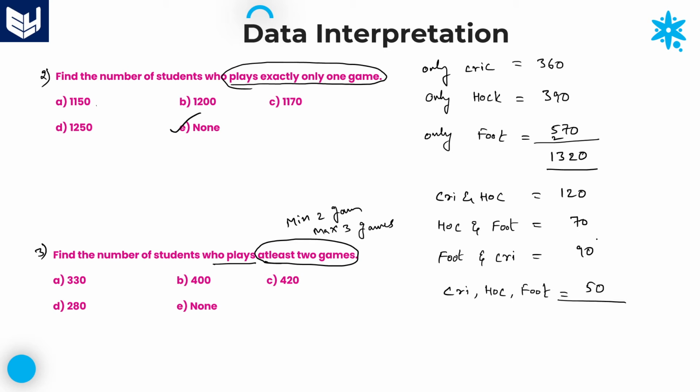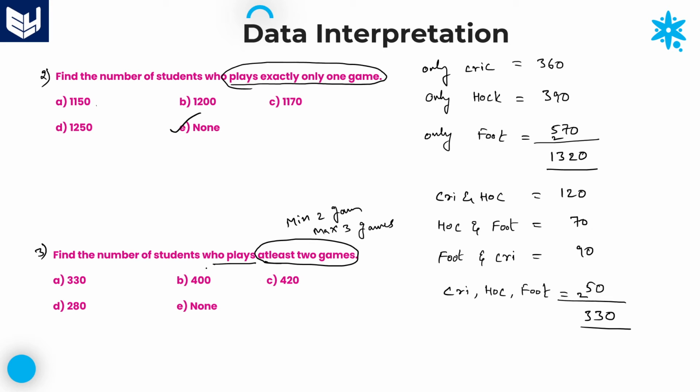Now you just add all the values. Units place is 0. Tens place: here it is 2 plus 7, 9. 9 plus 9, 18. 18 plus 5, 23. 2 is a carry forward. Next, 2 plus 1, 3. 330 is the sum of all these four values.